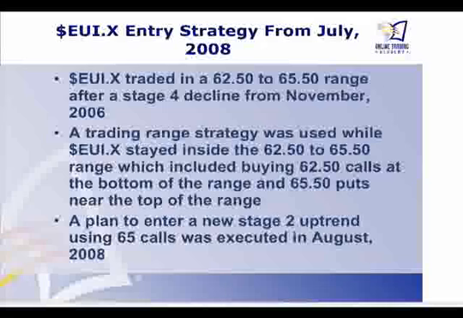We used the trading range strategy, which included buying calls at the bottom of the range and buying puts at the top of the range, because it was a fairly small range at that time. We made our plan to enter the new stage 2 uptrend, if it happened, on a breakout through the top. I should mention, too, though, I just as easily could have entered on a breakout to new lows, a new leg down.